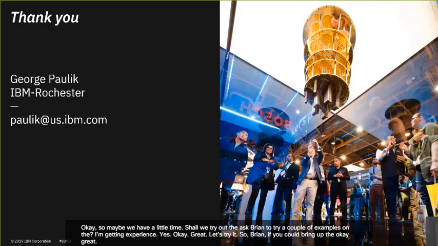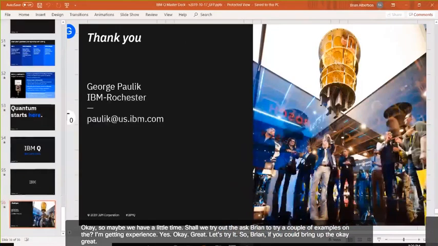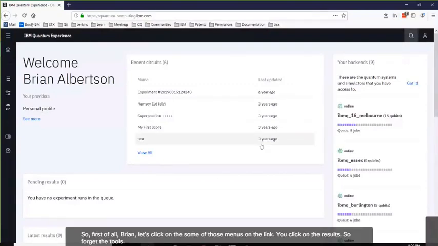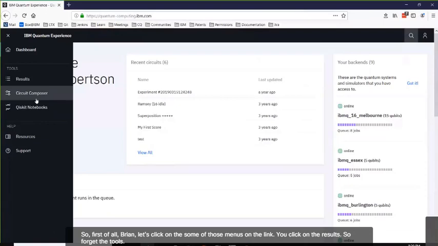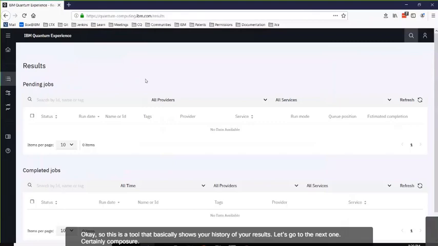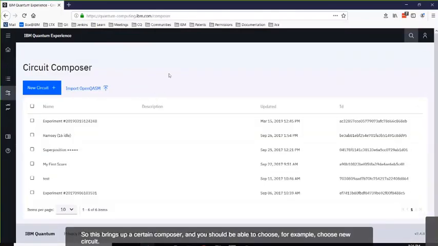Shall we ask Brian to try out a couple of examples on the IBM Q Experience? Yeah. Okay, great. Let's try it. So Brian, if you could bring that up. First of all, click on some of those menus on the left. Click on the results. So let's look at the tools. This is a tool that basically shows the history of your results. Let's go to the next one, the circuit composer. This brings up the circuit composer, and you should be able to choose, for example, a new circuit.